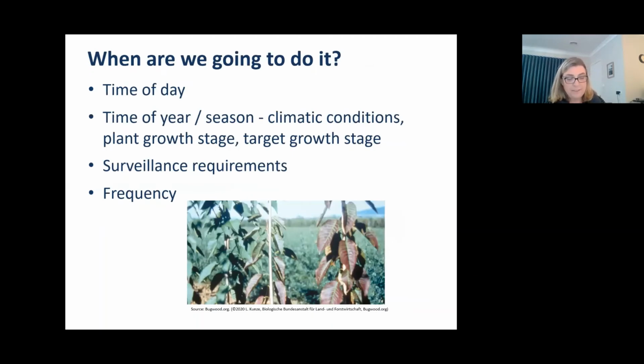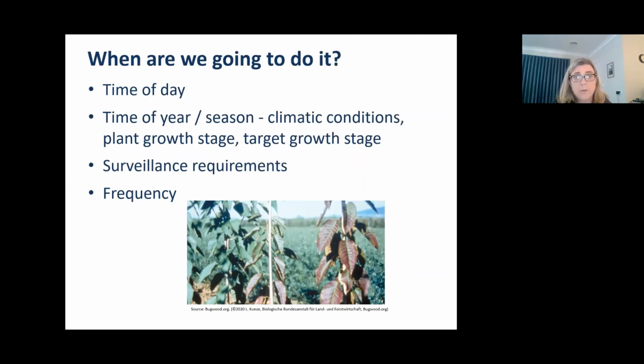We also need to think about when we're going to do surveillance. So time of day, some organisms are more active in the mornings or the evenings, as also the time of year, which might be related to the climatic conditions which will affect both the growth stage of the plant, but also the growth stage that you're targeting for the actual organism. So if you're looking for symptoms, for example, in deciduous trees, you're not going to time your surveillance in winter because they've lost all their leaves and you won't see anything.